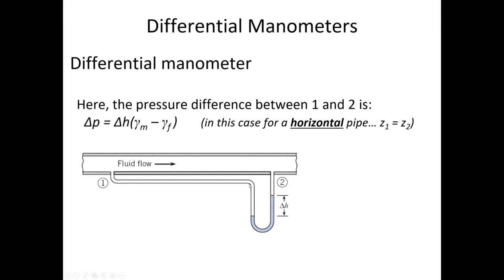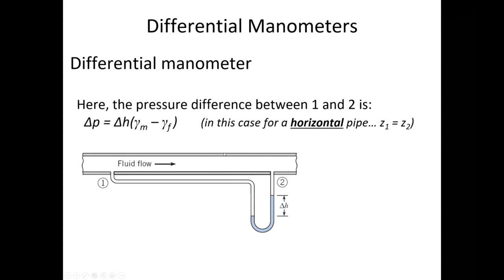So what we can do is use this differential manometer to tell us the magnitude of the pressure difference between 1 and 2. This is a horizontal pipe, so any pressure change is going to be easily identified by the deflection delta H. And so the pressure change is delta H times the difference in the unit weights. Gamma M is whatever this substance is inside of the manometer, and gamma F would be the unit weight of the fluid that's going through the pipe.